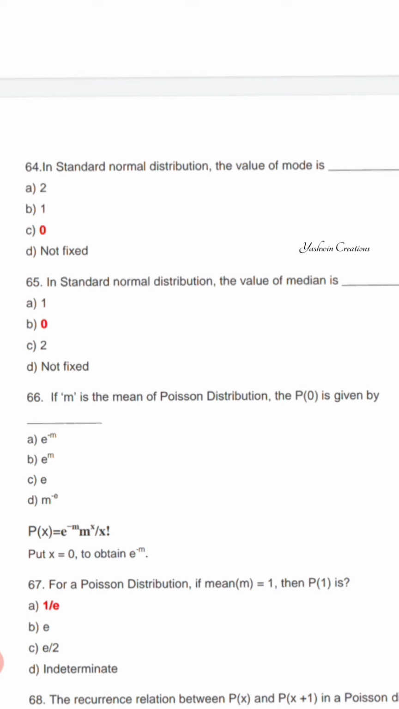If m is the mean of Poisson distribution, then P of 0 is given by: P of x equals e to the power of minus m, m to the power of x divided by x factorial. So x equals 0, then you will get e to the power of minus m. So answer A is the right answer.